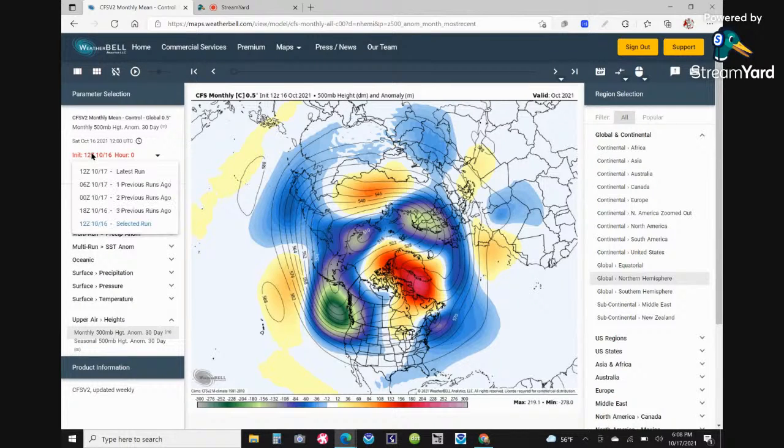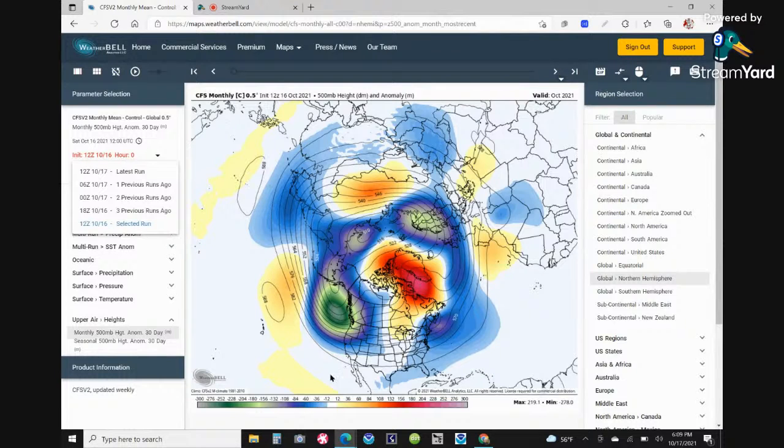This is the run from, also, this runs 0Z, 6Z, 12Z, and 18Z. So this runs 4 times a day. This first starts as the 10/16 12Z run, so yesterday's 12Z run. So it's going to start off in October.